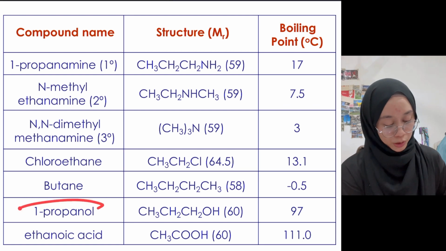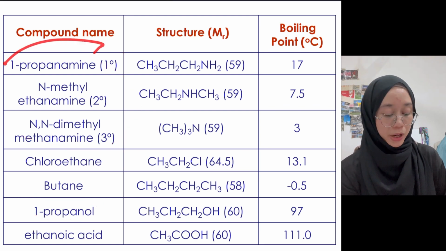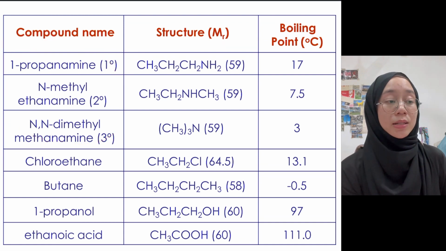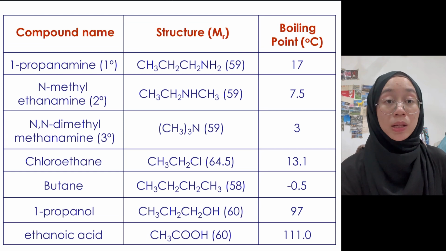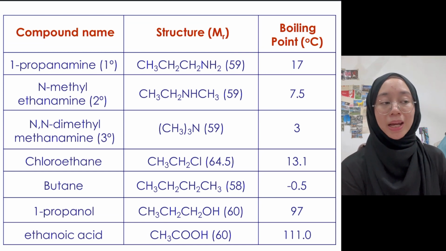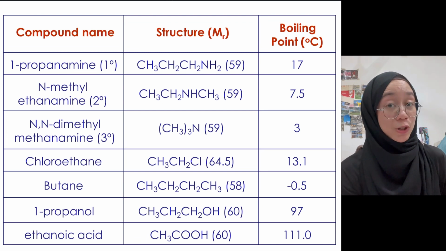Okay, tapi kenapa 1-propanol pula lagi tinggi daripada semua amine yang ada? Despite semua amine kita boleh form hydrogen bond, that is because polarity of N is lower, ataupun kita boleh cakap pasal electronegativity of N is lower compared to O, ataupun kita boleh cakap NH bond is less polar than the OH bond pun boleh juga.